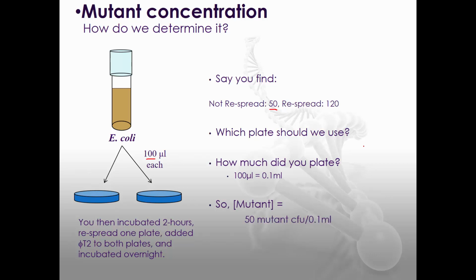The mutant concentration is 50 mutants, or 50 mutant colony forming units per 100 microliters. 100 microliters is 0.1 mL. That's a nice way to think about it. It's going to make the math, the next step, easier. So 50 mutant colony forming units per a tenth of a mL, or 100 microliters. We say colony forming units instead of mutant cells, even though we were just talking about how each of those colonies comes from a cell, because we don't strictly know that each one of those colonies came from a cell.